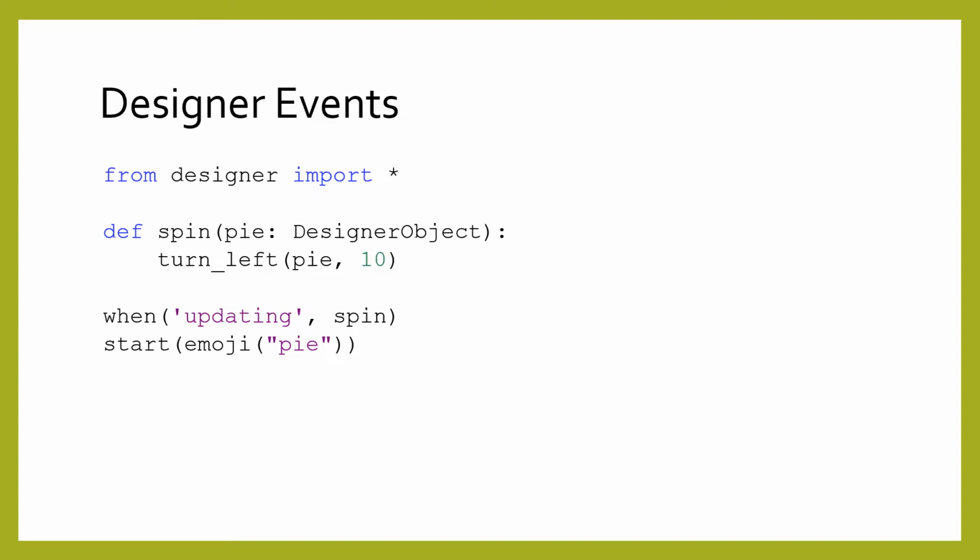Specifically, a function call is a function's name followed by parentheses. That executes the function immediately and returns a new value depending on the return type of the function. But now, without the parentheses, we are actually using the function as a value directly. The reason for this is that Designer will call that function on our behalf later. In this example, we are binding the spin function to the updating event.